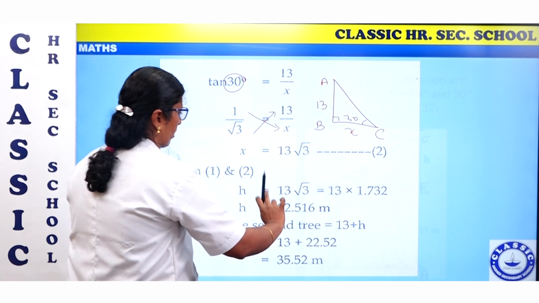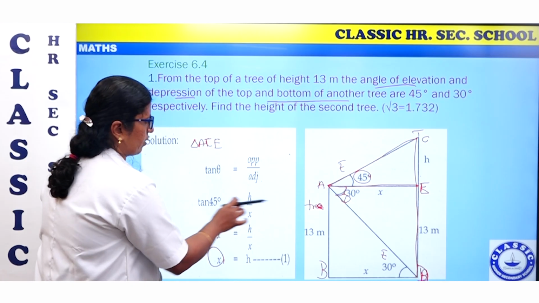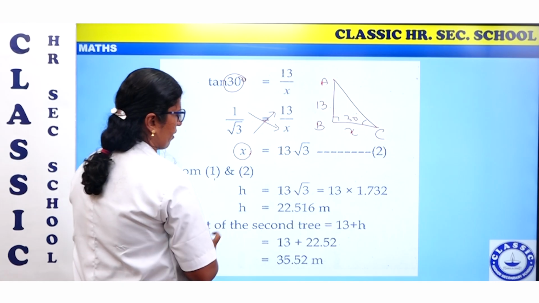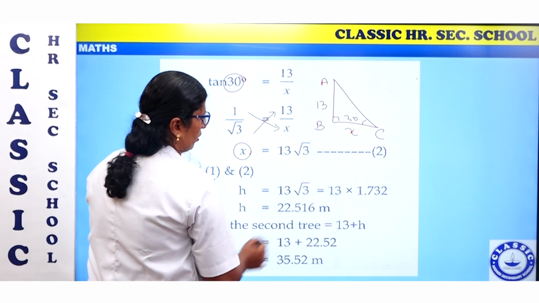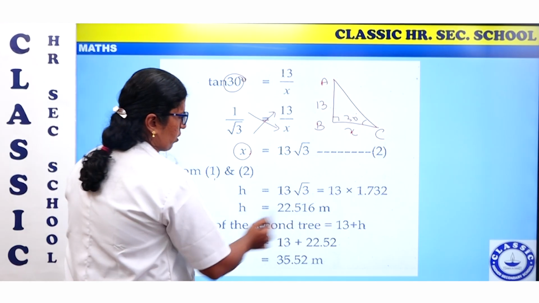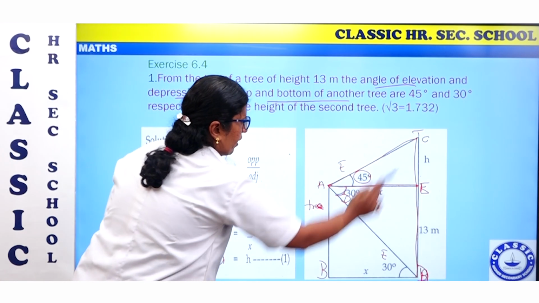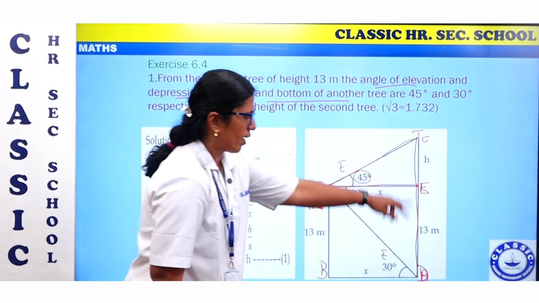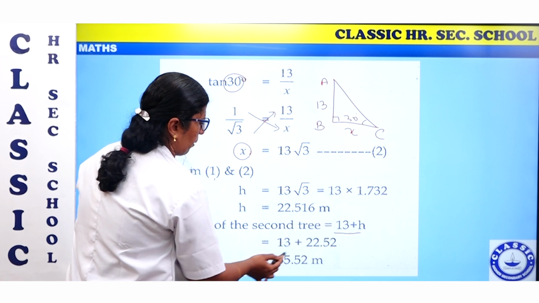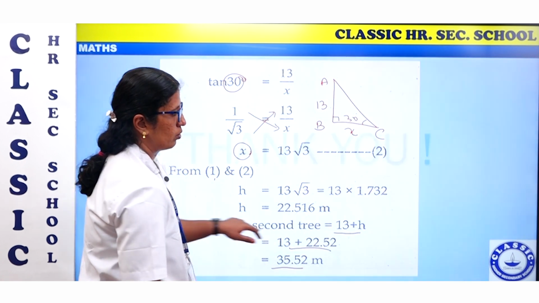Now compare both conditions. In the first triangle, elevation, the distance is the same. In the second condition, depression, the distances are also equal. So equating the first and second equations, h is equal to 13 root 3. What is the value? 13 into 1.732, 22.516. Now add the first tree height, which is 13 meter. What is the second height? h. Add 13 plus h. The total height of the second tree is 13 plus h. 13 plus 22.52, you get 30.52 meter. That's all. Thank you.